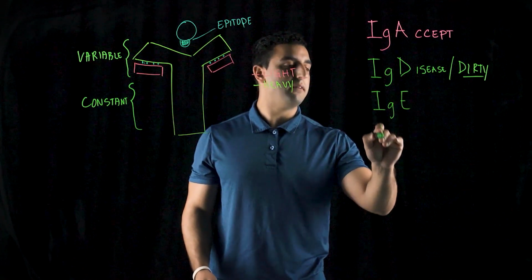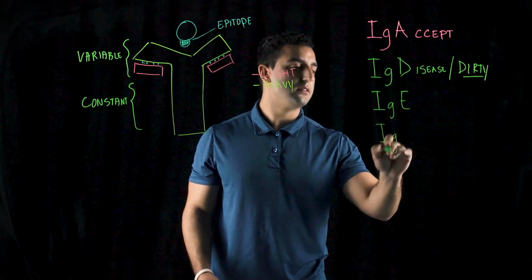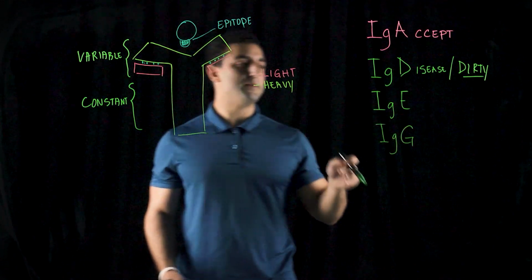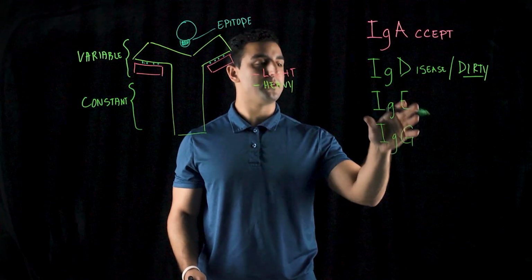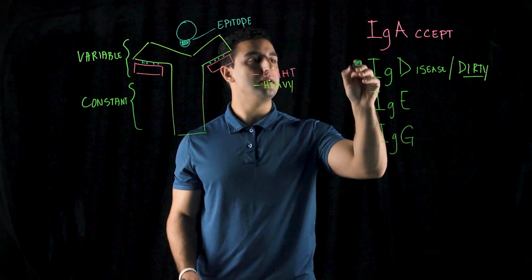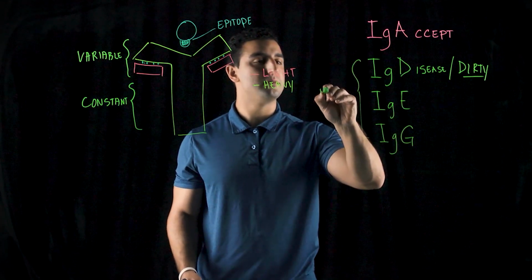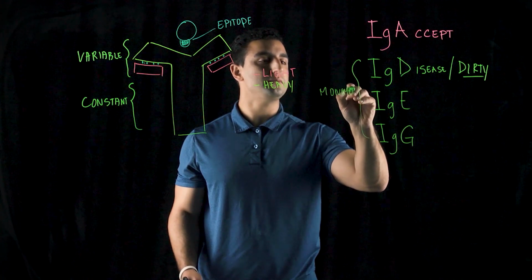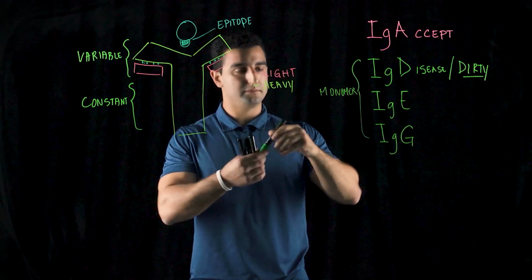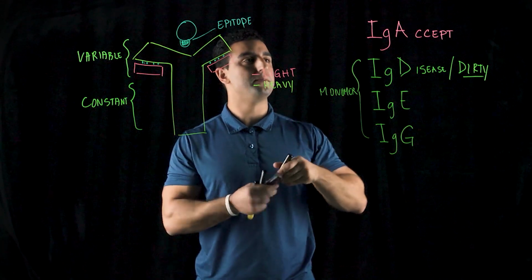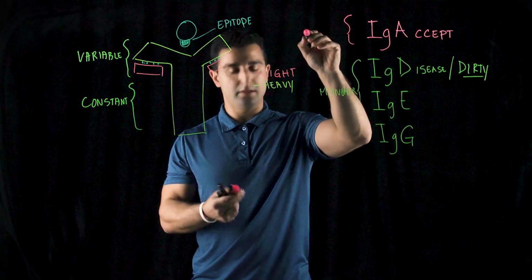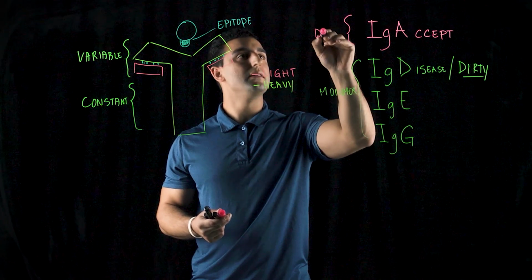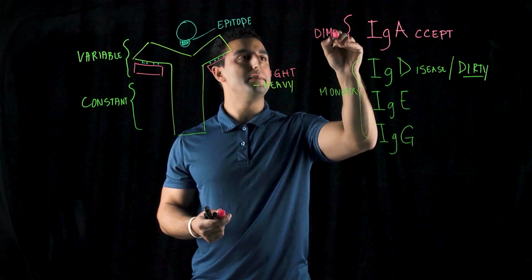And then we have IgG. This is also another monomer. So monomer. So the green is monomers. The pink is a dimer. And then the next color I'll use, whichever color I decide to use, I don't know yet, is going to be a pentamer.